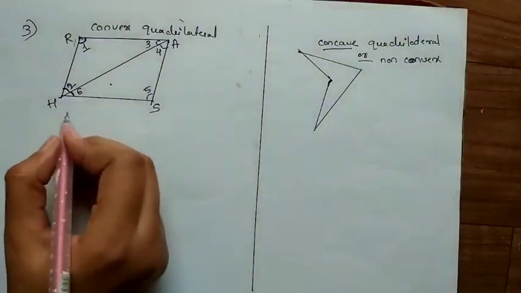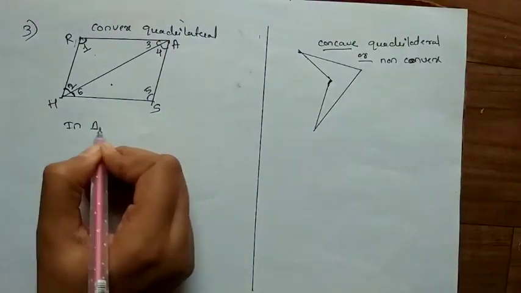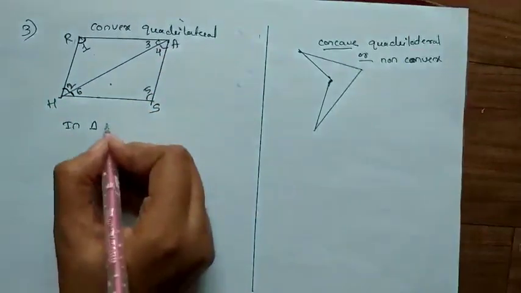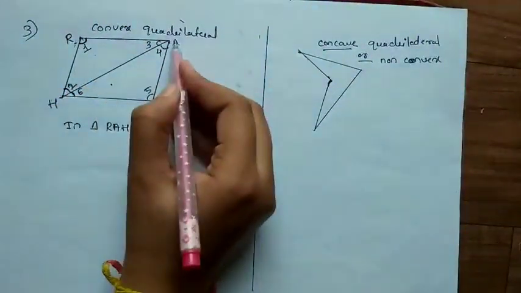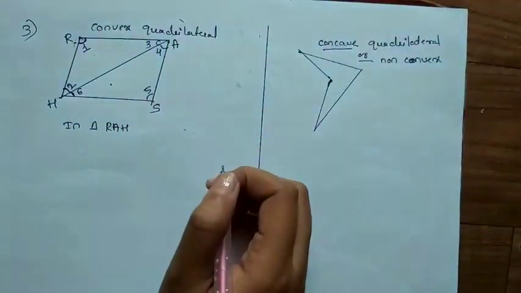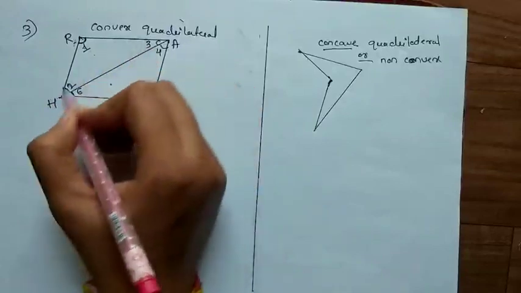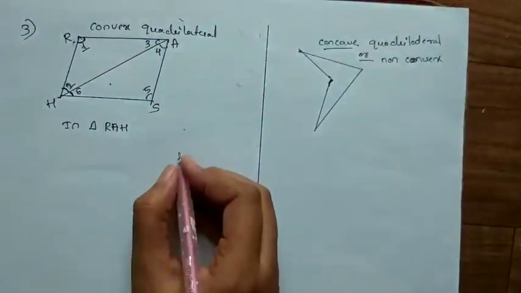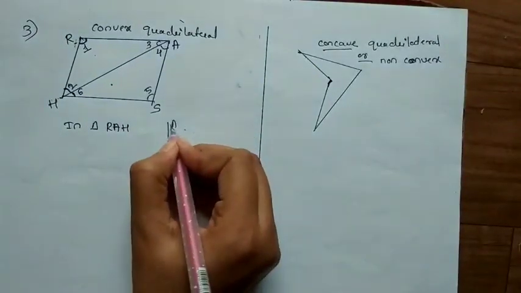Here I will select the first triangle. This is the symbol of triangle. In triangle RAH, which triangle am I using here? RAH. In this triangle, how many angles are there? 1, 2, 3. Total 3 angles are there. Here I am going to apply the angle sum property of triangle.